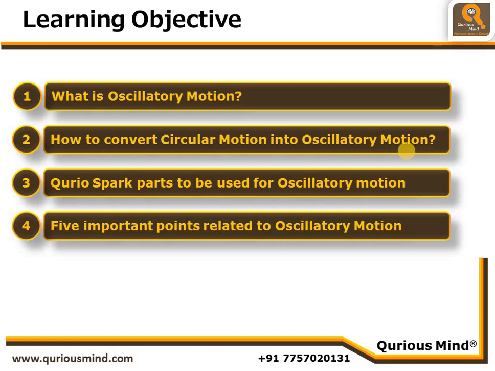Now, what is oscillatory motion? Oscillatory motion is a repeated motion between fixed 2 points. Or I can say that it is part of the circular motion. Not the complete circular motion, just part of circular motion.